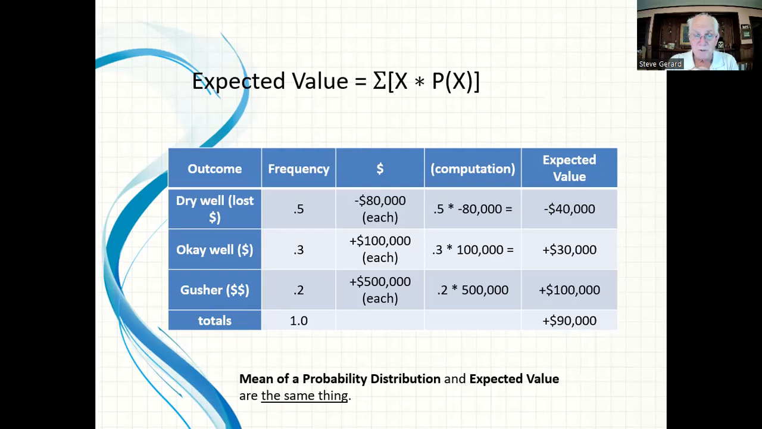You may also hear someone talk about the mean of a probability distribution. That's the same thing as the expected value. It is the number that's supposed to come up, will come up most commonly in the process.